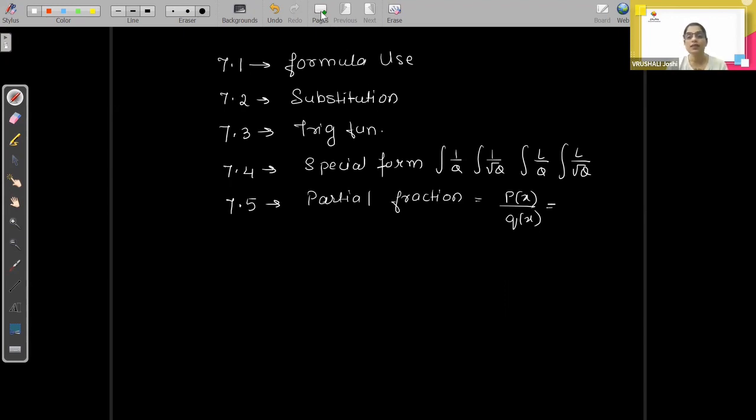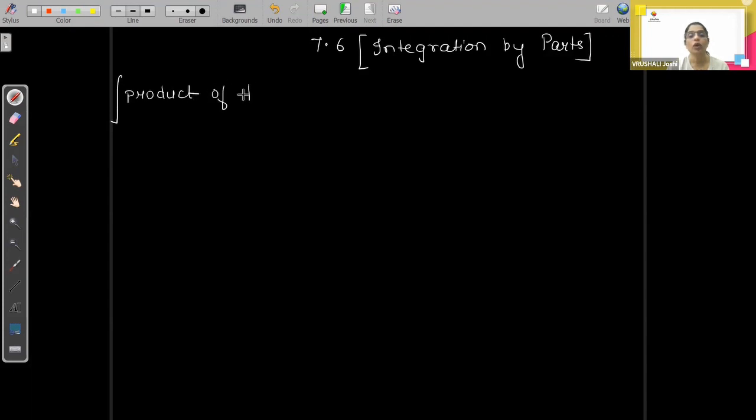Now we go ahead and we do the next exercise, which is 7.6, and 7.6 exercise is integration by parts. This is integration by parts. Okay. बहुत मजेदार है ये, very nice and easy also. So integration by parts. When do we use integration by parts? Integration by parts is generally used when we have product of two functions. When we have an integration of product of two functions.